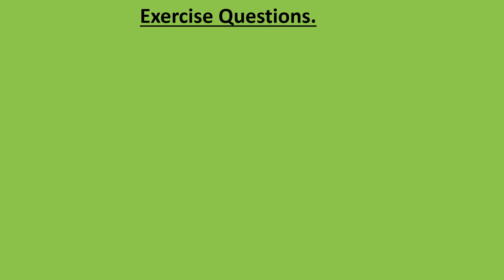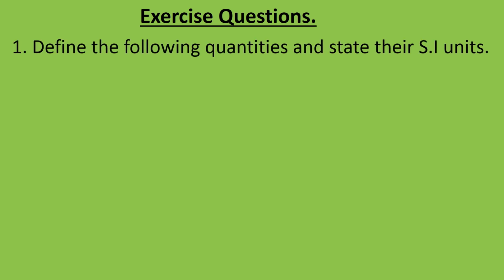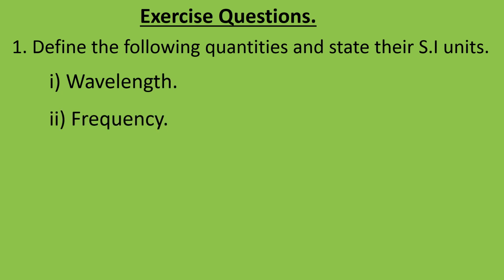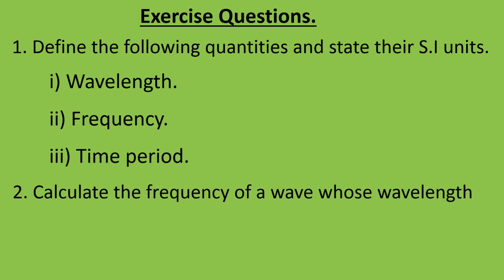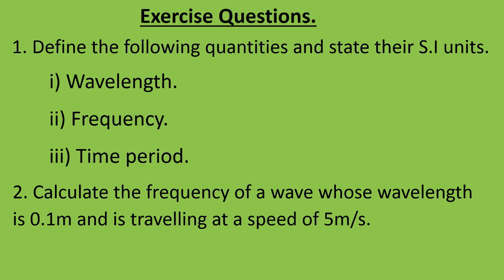Now it's your turn to try out some questions and test your understanding on what we have just learned. Question 1. Define the following quantities and state their SI units. 1. Wavelength. 2. Frequency. 3. Time period. Then question 2. Calculate the frequency of a wave whose wavelength is 0.1 meters and is traveling at a speed of 5 meters per second.